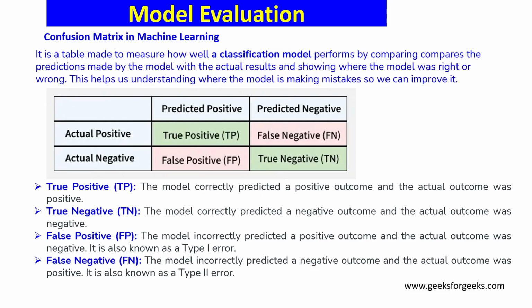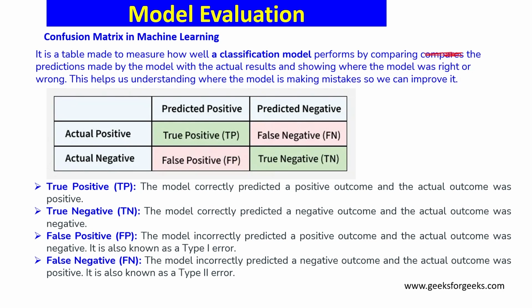What is the classification problem? The confusion matrix is what is widely used as a model evaluation parameter in classification problems. It is basically nothing but a table made to measure how well a classification model performs. How do you do that? By comparing the predictions made by the model with the actual results, and also show whether the model was right or wrong. That means you must have knowledge of actual results. You can compare your model prediction with the actual results. So, what does it do? It helps us to understand how the model is making mistakes, so that we can improve.